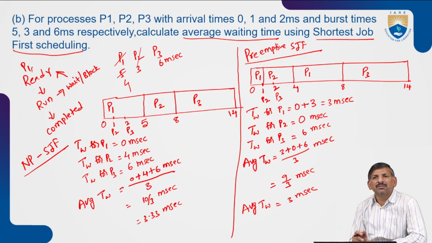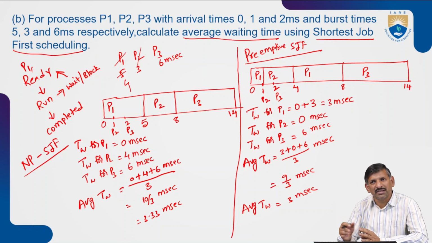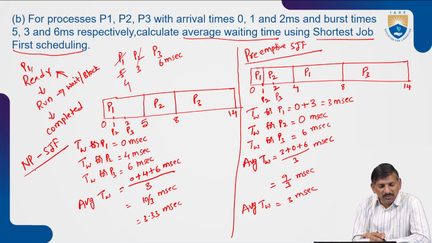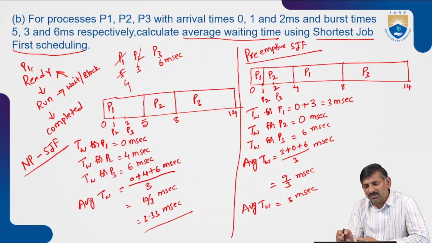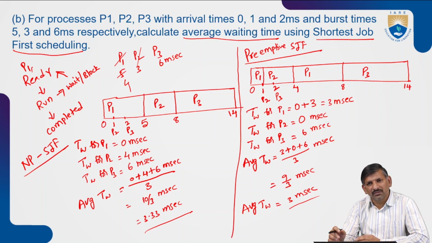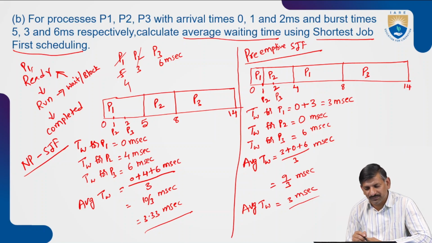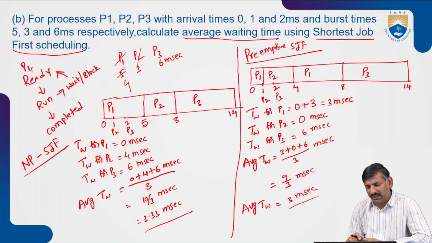As the waiting time is less, execution time reduces and speed increases. From that point of view, if you compare these two scheduling algorithms for this requirement, the non-preemptive shortest job first scheduling algorithm takes 3.3 milliseconds, while the preemptive shortest job first scheduling algorithm takes only 3 milliseconds. So for this requirement, preemptive shortest job first scheduling is better when compared with the non-preemptive shortest job first scheduling algorithm, because it takes less waiting time: 3 milliseconds here, 3.3 milliseconds there.